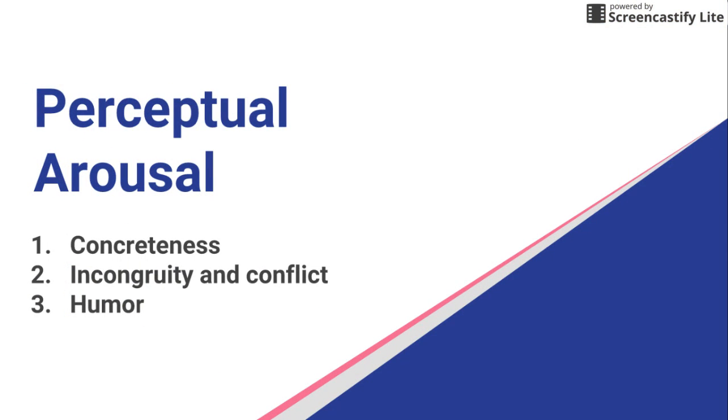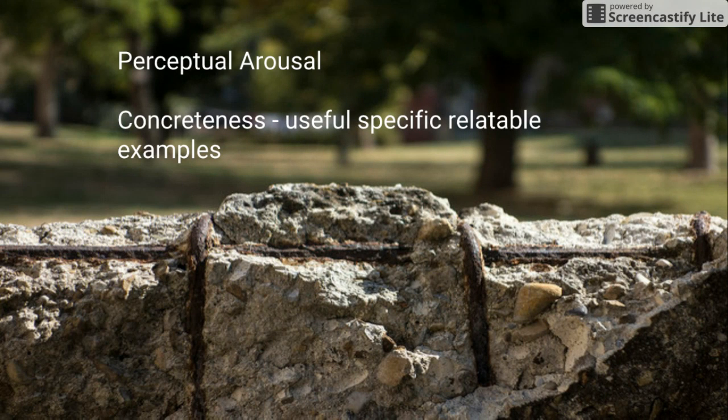Perceptual arousal is a type of curiosity that refers to reactions to stimuli. It can be broken down into 3 subcategories: concreteness, incongruity and conflict, and humor. It is important to provide specific, relatable examples. Using real-life connections increases student engagement by making concepts more tangible.